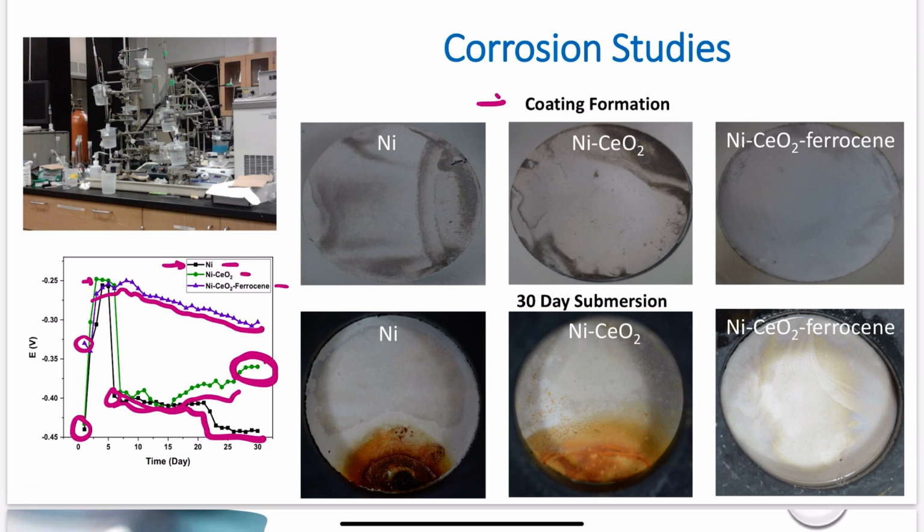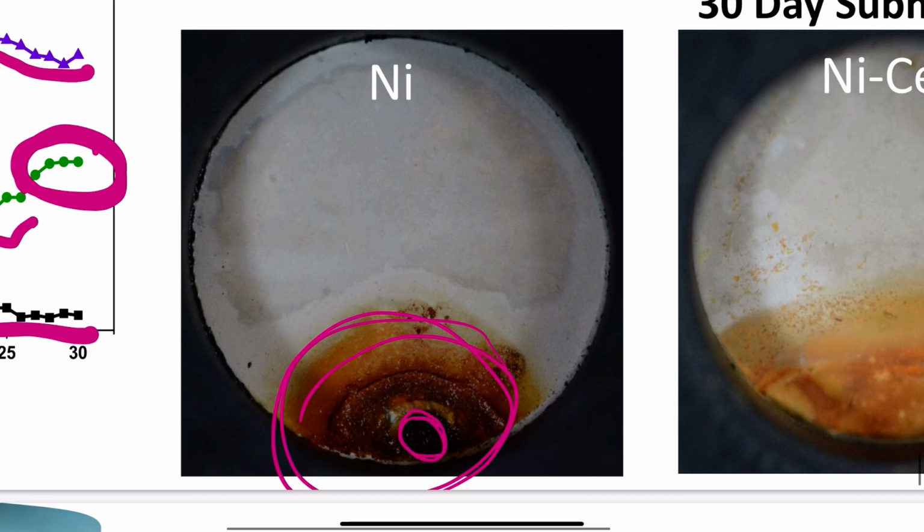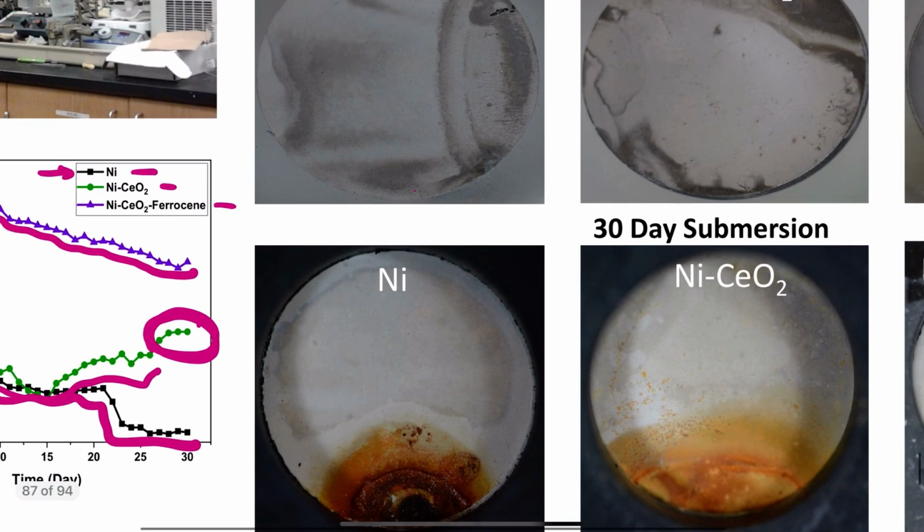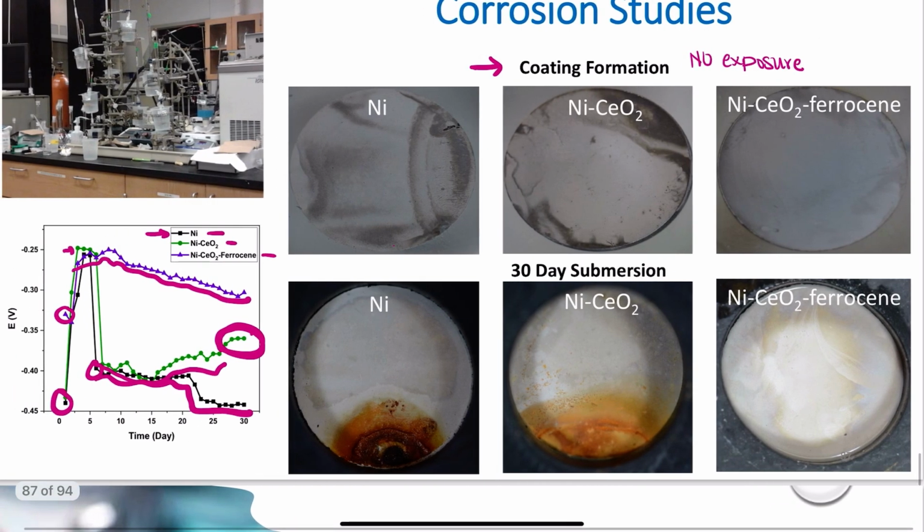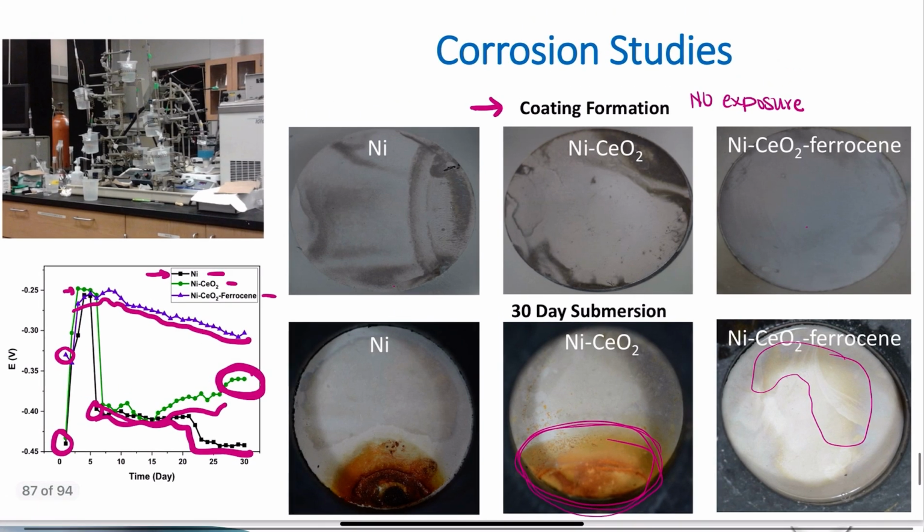The top picture is when the coating was first formed, with no exposure to corrosion. And the bottom picture is after it's been submerged in salt solution for 30 straight days. We see the nickel has not only destroyed the coating, but it's actually destroyed the substrate underneath, because it's a nickel coating on top of the stainless steel. So the nickel coating has been destroyed, and the stainless steel has been destroyed. For the nickel cerium oxide, the coating is starting to be destroyed. It hasn't quite reached the substrate yet, but it looks like we're going to get there. In the nickel cerium oxide ferrocene, we can see a little bit of corrosion throughout the coating, but comparatively, it's holding on pretty well.